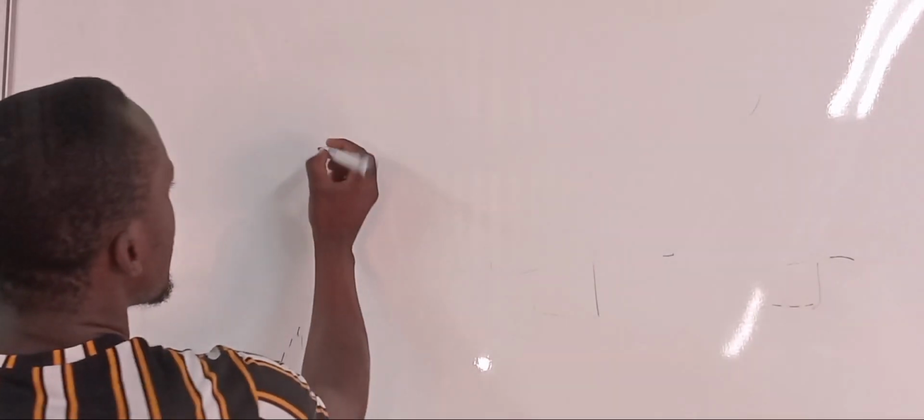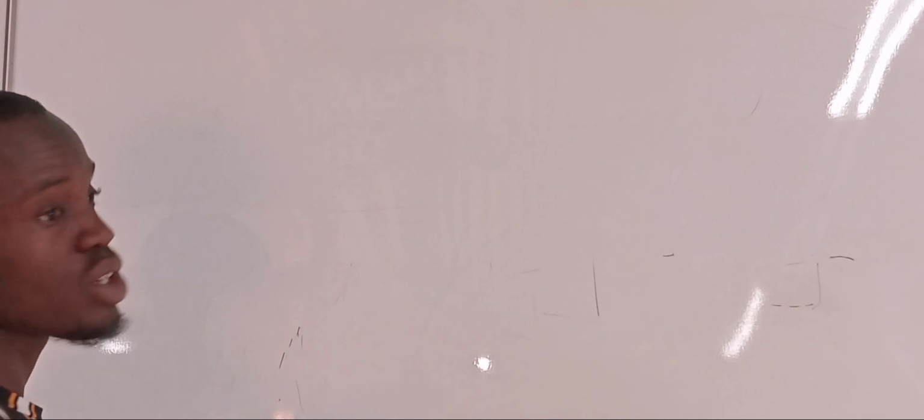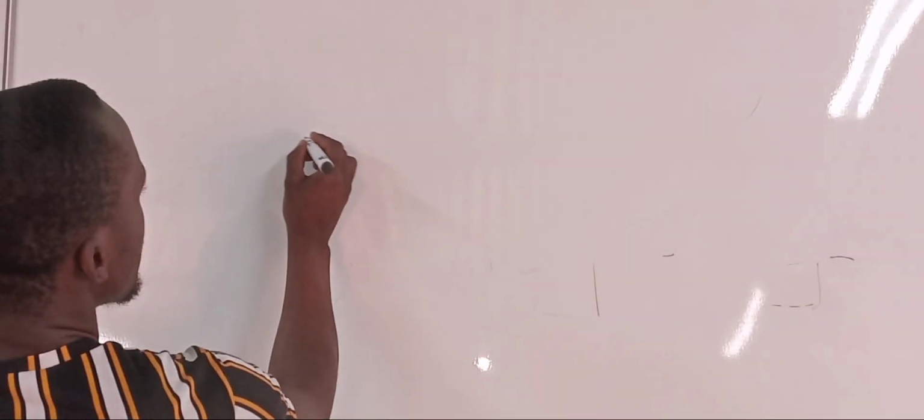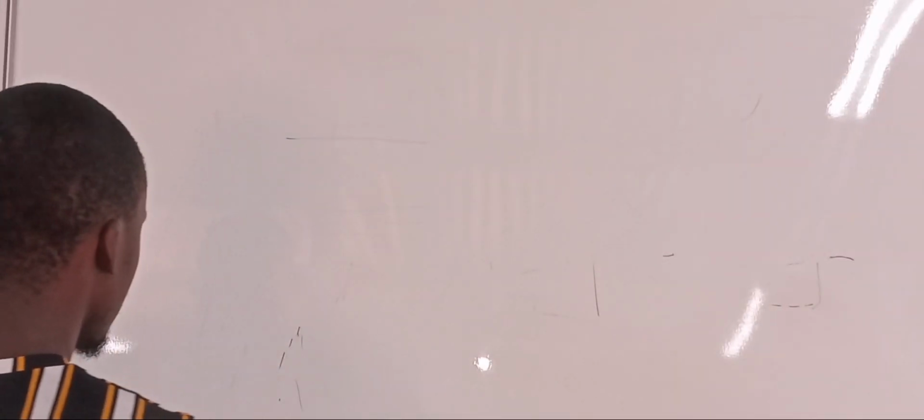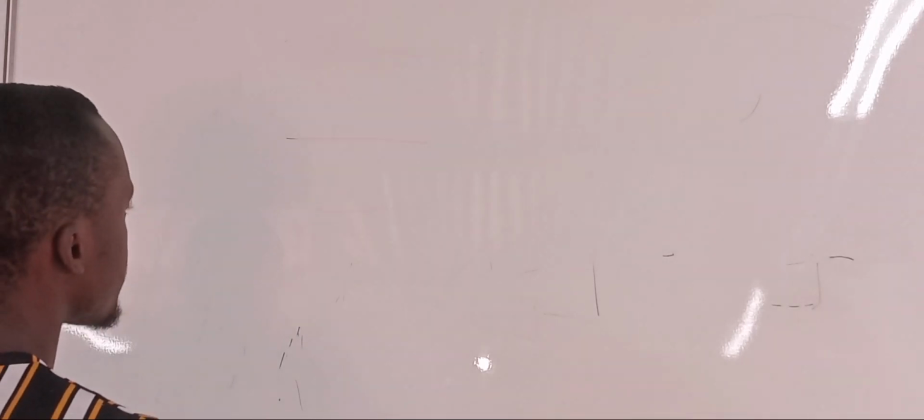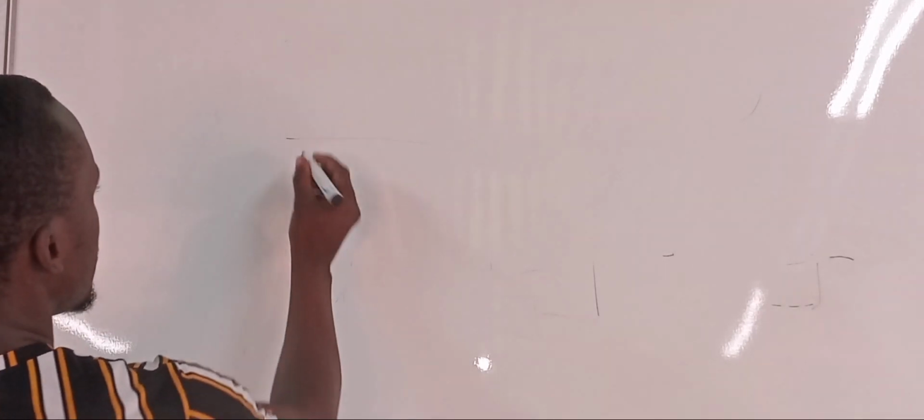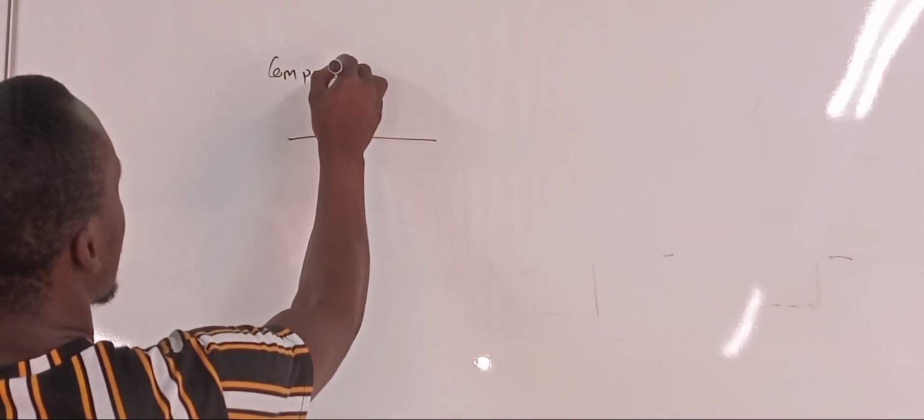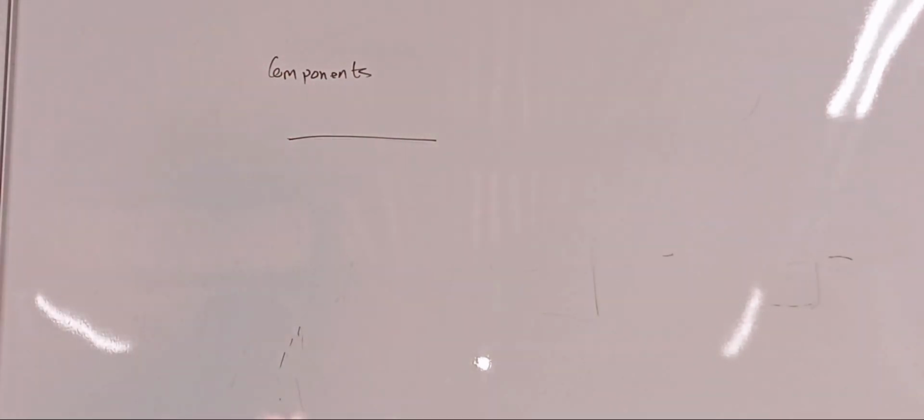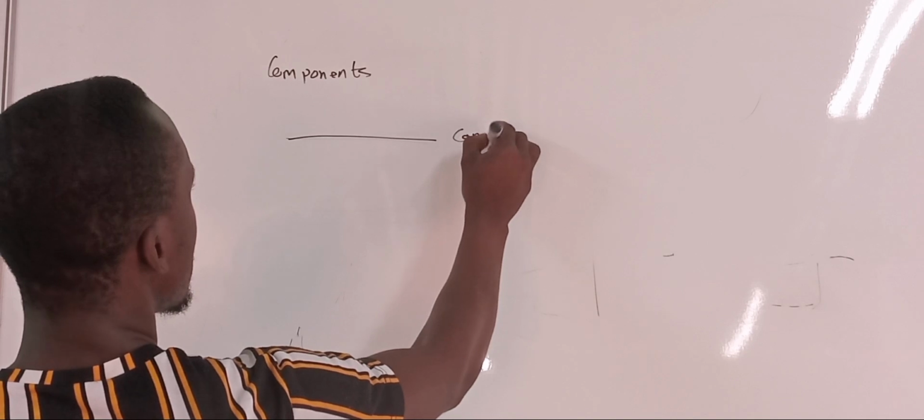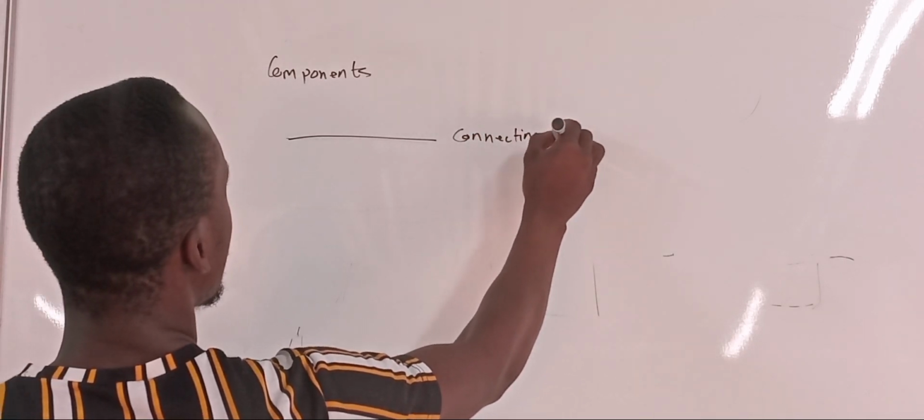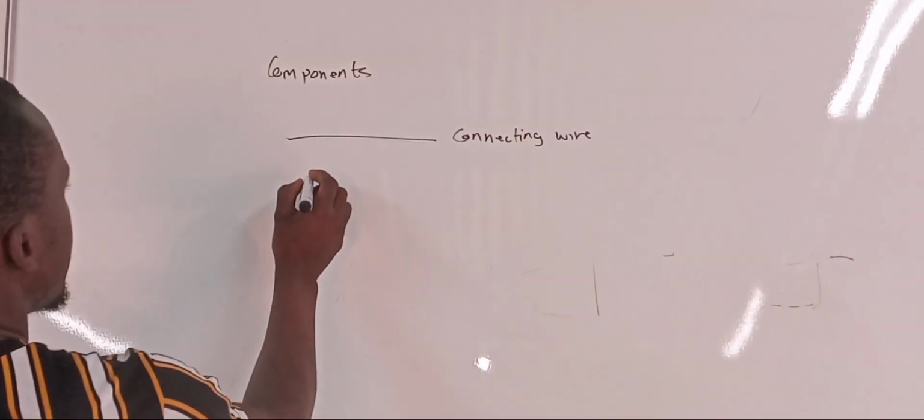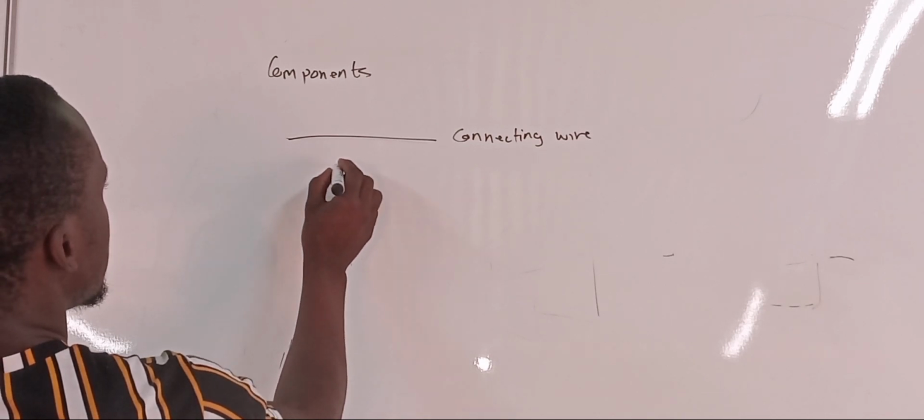Okay, we know that a circuit is made up of different components. We have this component, and this component. We're going to talk about the components that form an electric circuit. So this is a connecting wire or conducting wire. Then this one.